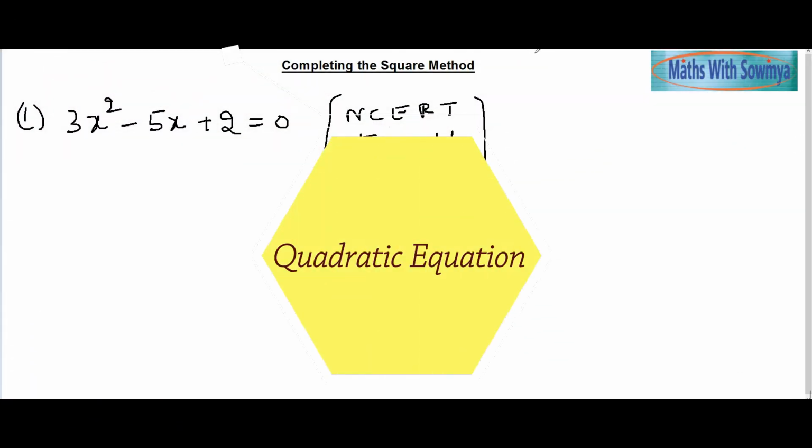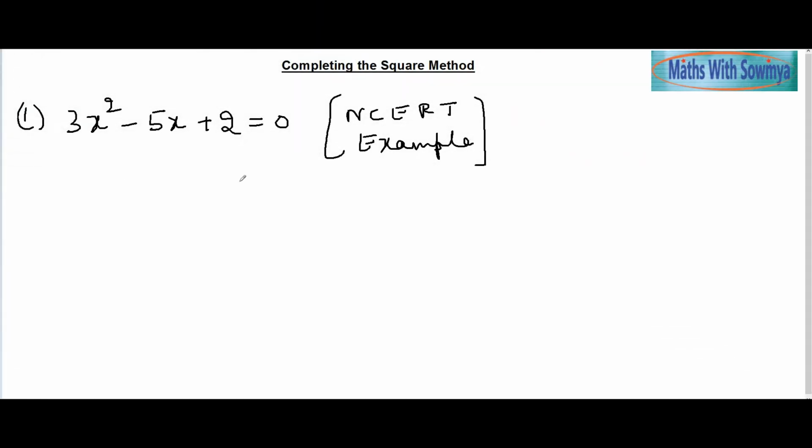This is the completing the square method. I have taken this one to do with the example. So here we have to complete the square. 3x square is not a perfect square. So to make it a square, either you have to multiply by 3 or divide by 3. If you divide, 3 will get cancelled, x square remains.